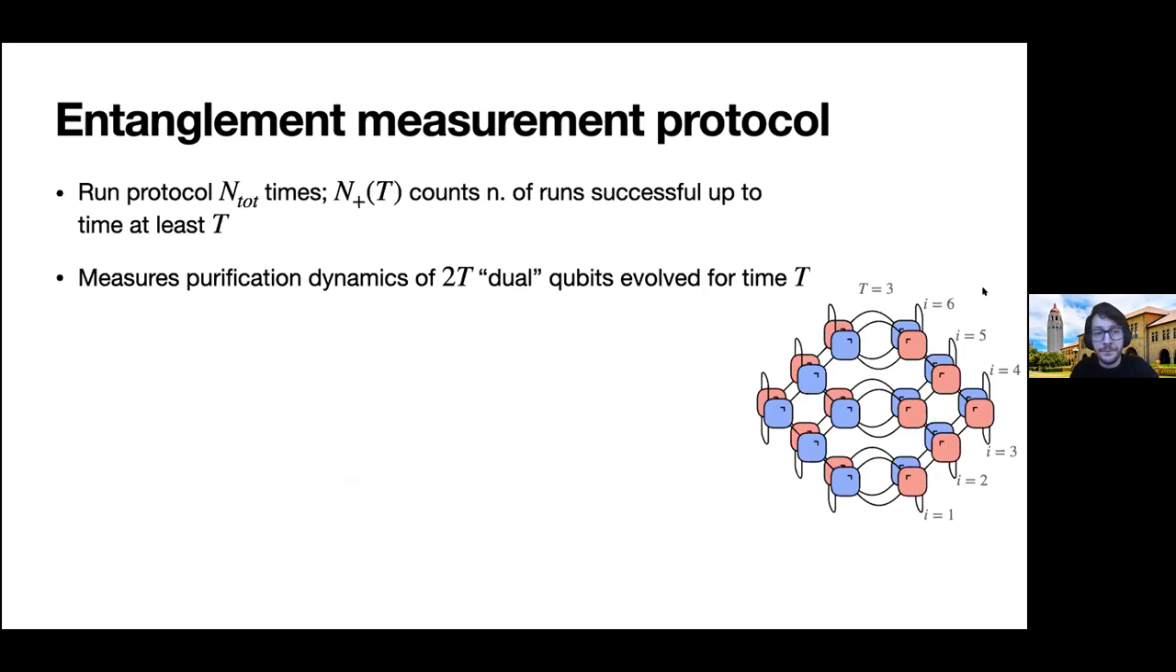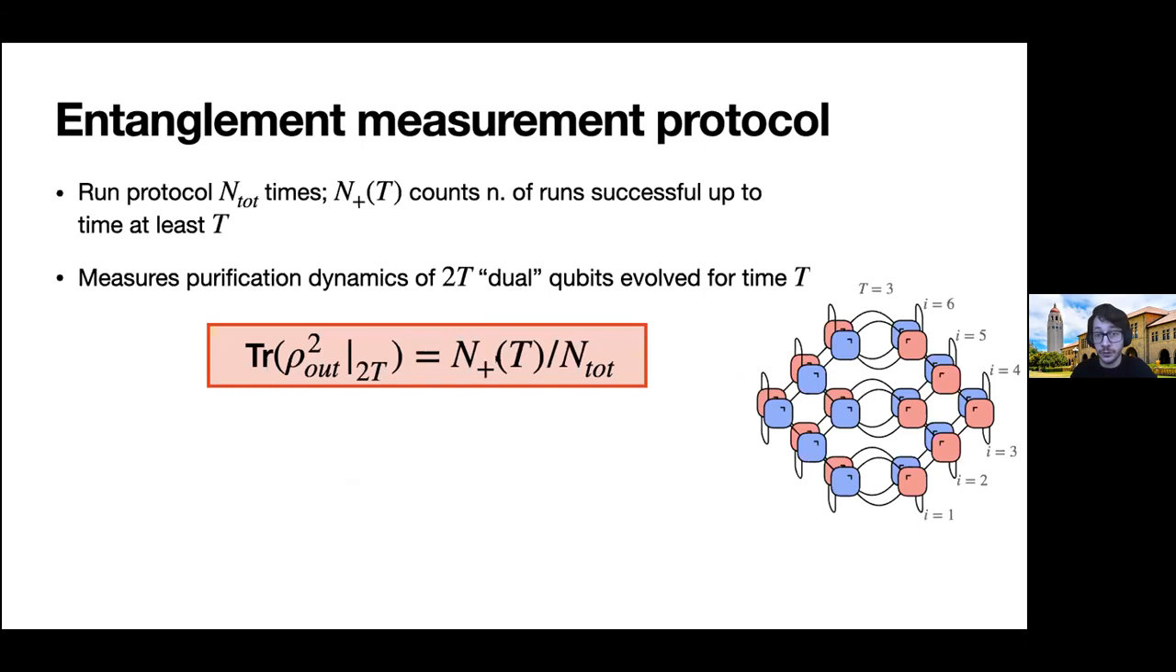Great. So practically then, your measurement, so this counting of successful runs of your protocol over the number of total runs, gives you directly this trace of rho squared, the purity of the output state of this associated hybrid circuit. Okay, so that was a lot. So I'm going to give you a few seconds to digest.